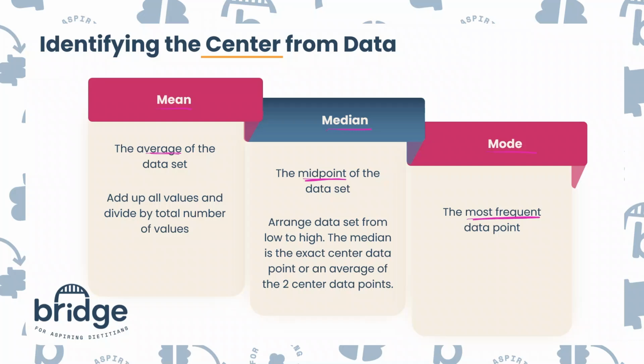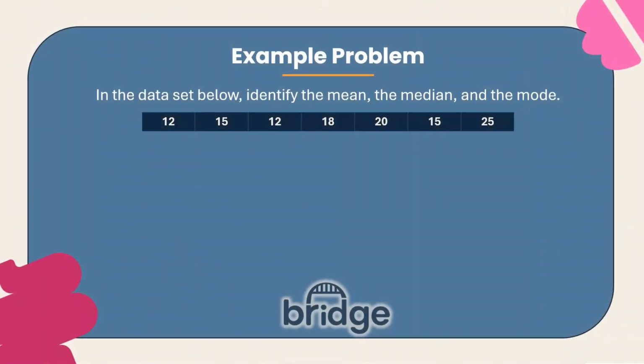In a perfectly symmetrical normal distribution, the mean, median, and mode are all the same. But when the data is skewed, they start to separate. In those cases, median is often used as it's the most accurate reflection of the center. Keep that in mind as we work through some examples. Let's try this out with a real data set. In this data set, we have the values 12, 15, 12, 18, 20, 15, and 25. Let's work through it together.